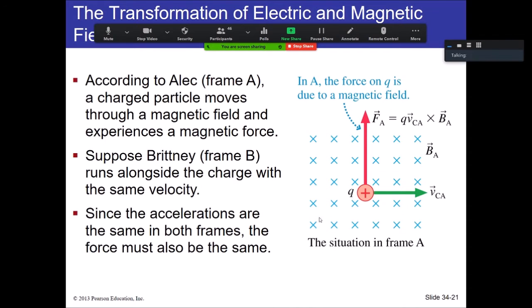So according to the stationary frame, which we're calling frame A, the charged particle moves through the magnetic field and should experience a force that's upward. So Brittany's got to see a force too. And we can see here that the magnetic field, at least in Brittany's frame, should not be producing a force.